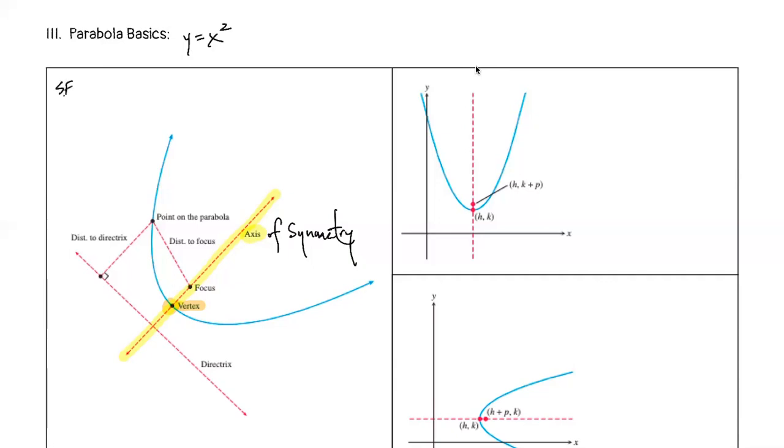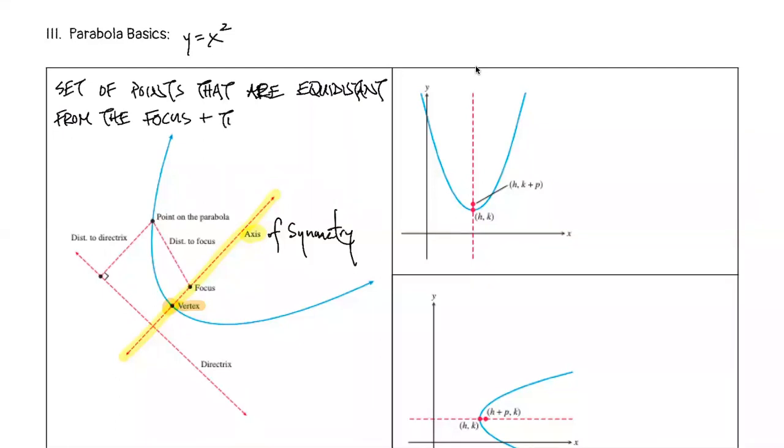it is the set of points that are equidistant, okay, meaning that they're the same distance from the focus and the directrix. Okay, so we can say a parabola is y equals x squared, but geometrically what that means is it is the set of points that are equidistant between a focus and a directrix, all right?